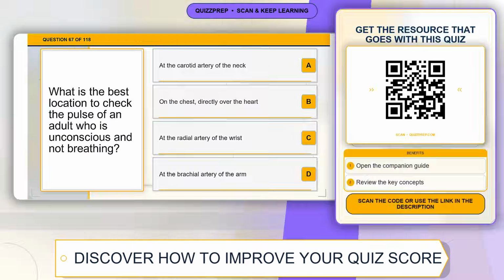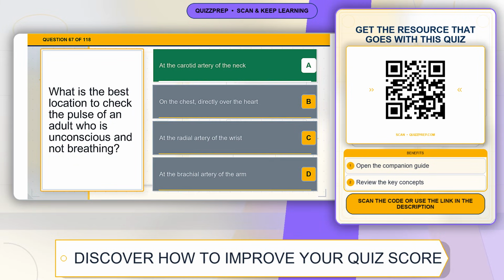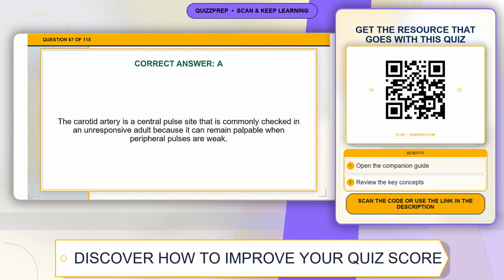Question 67. What is the best location to check the pulse of an adult who is unconscious and not breathing? Option A, at the carotid artery of the neck. Option B, on the chest, directly over the heart. Option C, at the radial artery of the wrist. Option D, at the brachial artery of the arm. The correct answer is option A, at the carotid artery of the neck. Explanation. The carotid artery is a central pulse site that is commonly checked in an unresponsive adult because it can remain palpable when peripheral pulses are weak.